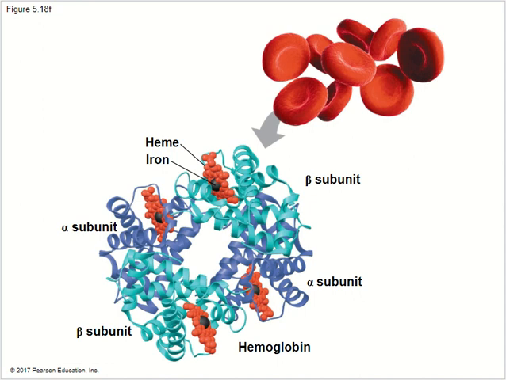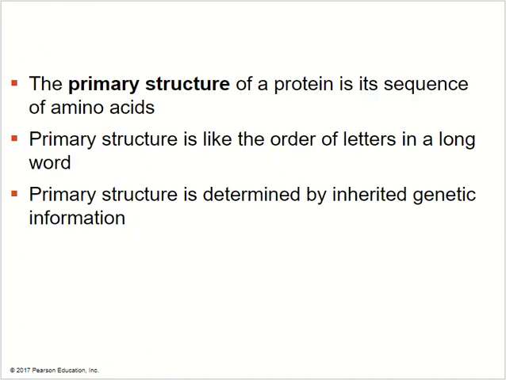What we're seeing here is the protein hemoglobin found in our red blood cells, which has iron heme centers which bind to oxygen. There are alpha and beta subunits, specifically 2 of each, which come together to form an entire hemoglobin protein.